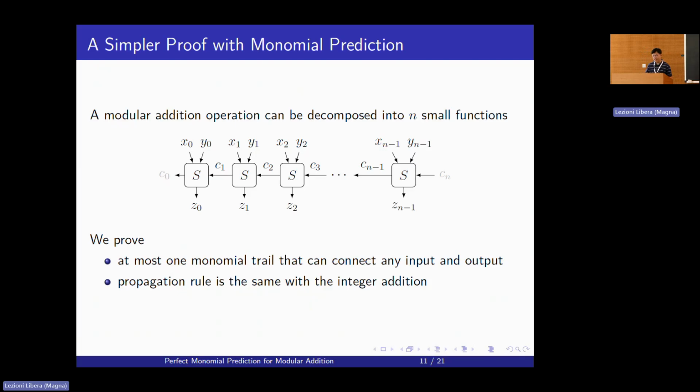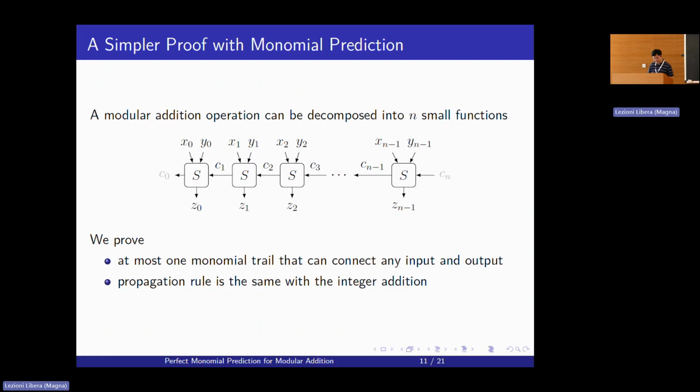However, we find that in their paper, the theorem was proved in an involved way. They used 2 lemmas and a complicated proof. With monomial prediction, we can actually have a very simple proof. Firstly, we decompose the modular addition into a sequence of small functions. And then we only need to prove that given any input monomial and output monomial, there is at most 1 monomial trail that can connect the input and output. So either there is no monomial trail, or there is only 1.